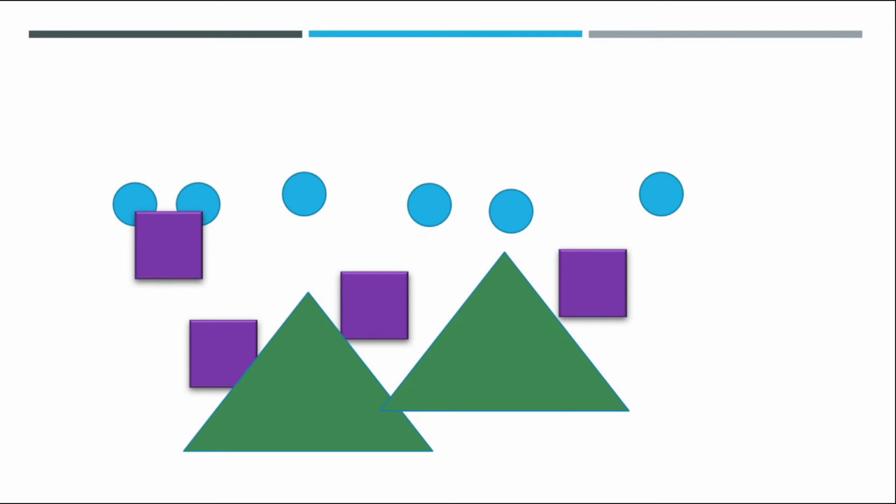Look at the pictures. What shapes do you see? We have the circles, square, and triangles. And we have different colors. Color blue, violet, and green.